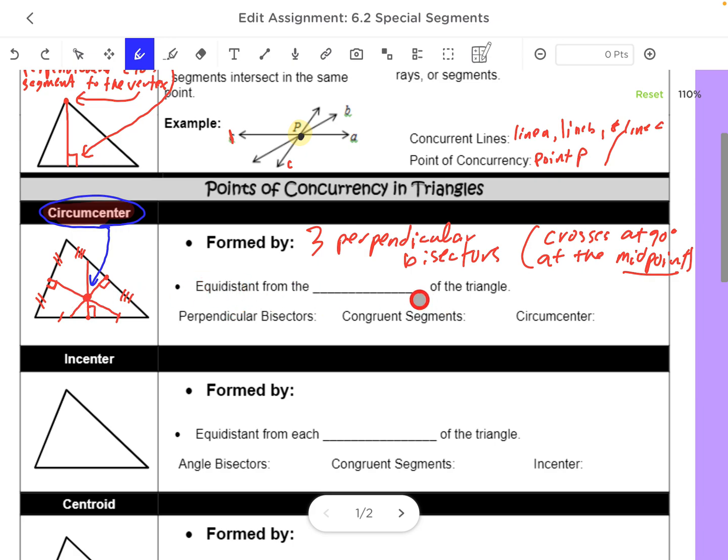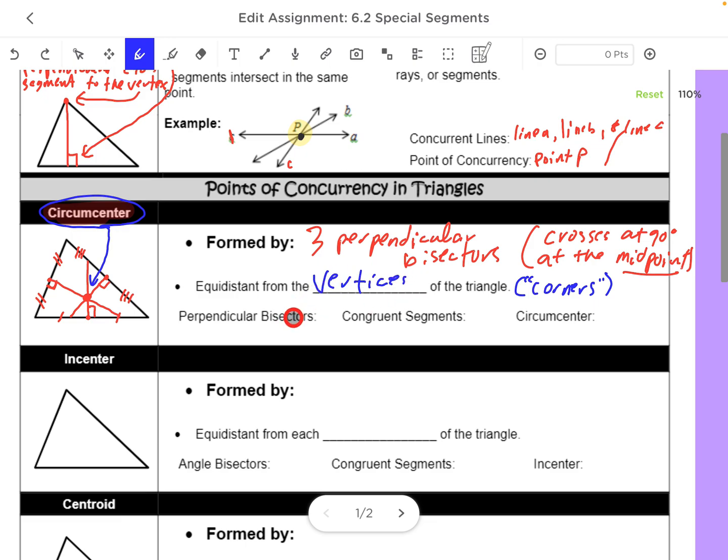This circumcenter is equidistant from the vertices of the triangle. What do vertices mean? Vertices are those corners. So we can think of it as corners. So it's equidistant from the corners. So this is equal to this, which, that's a bad picture, but that should be equal to that as well.